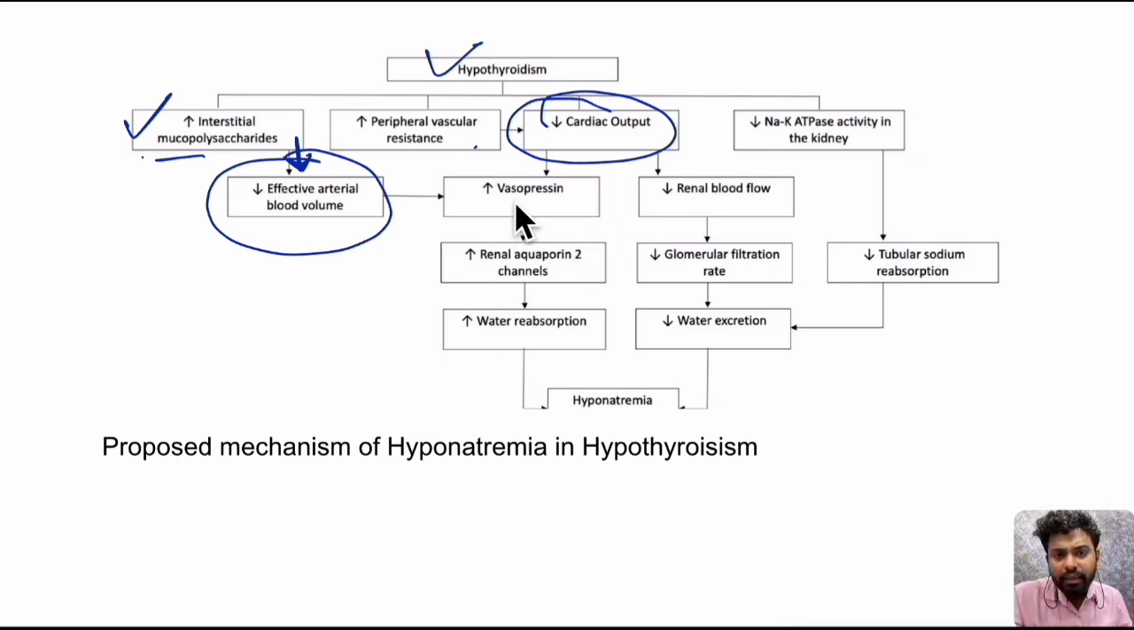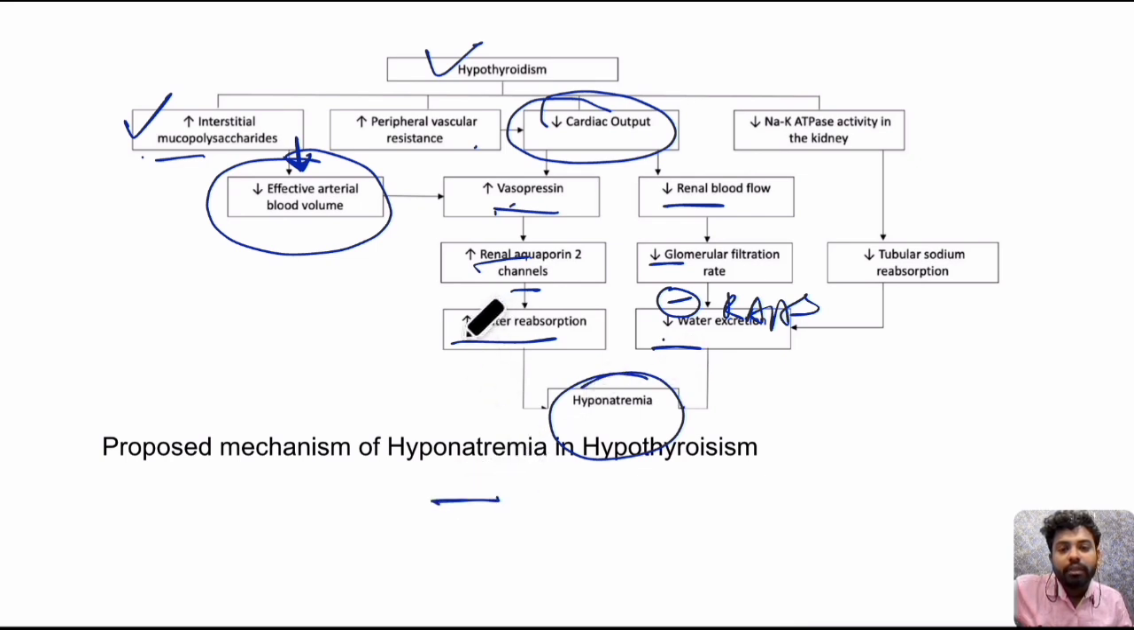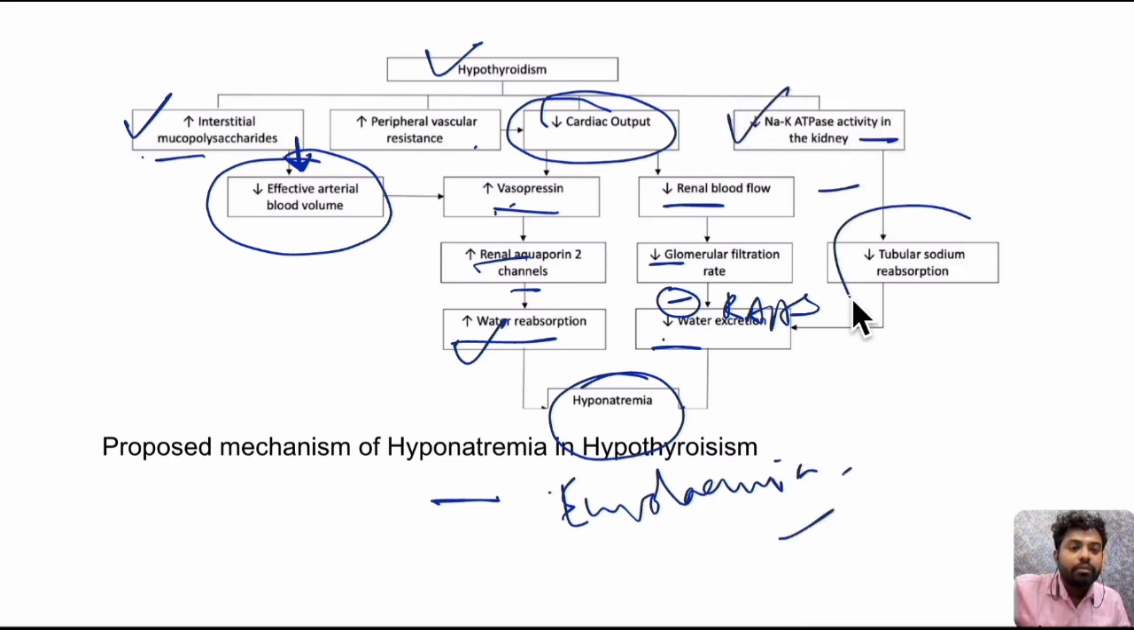Your body senses that, so vasopressin is increased because of reduced effective arterial volume. Renal aquaporin 2 channels are upregulated, leading to free water absorption. Another thing, renal blood flow is reducing and eGFR is reducing, so water excretion is low. This free water absorption is leading to hyponatremia with euvolemia. And also one mechanism: sodium potassium ATPase activity in the kidney is low, so tubular sodium reabsorption is low.